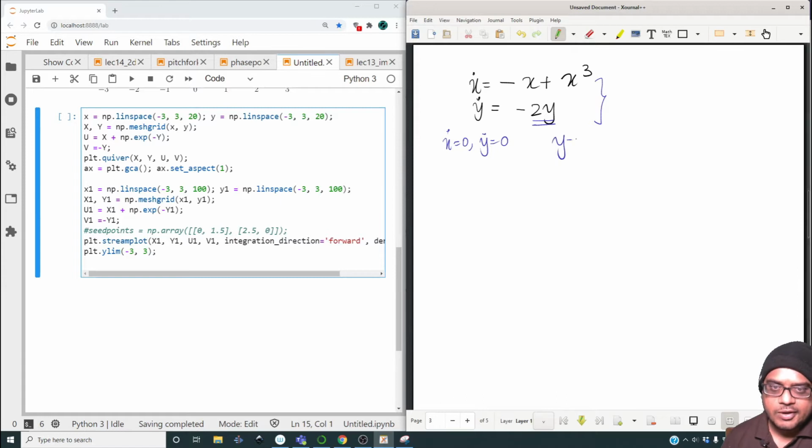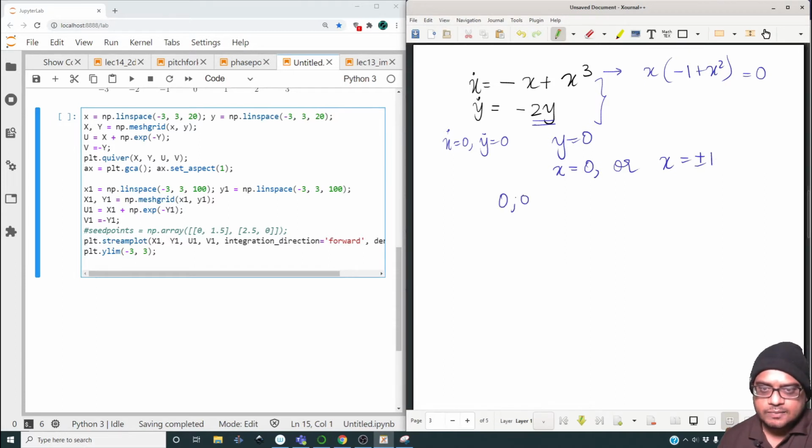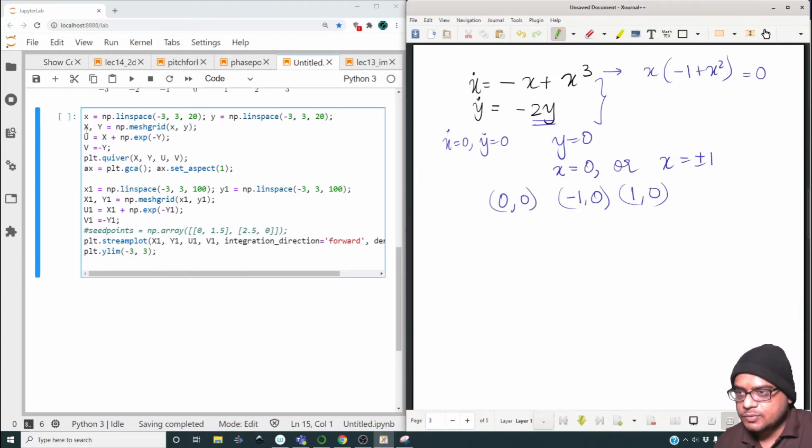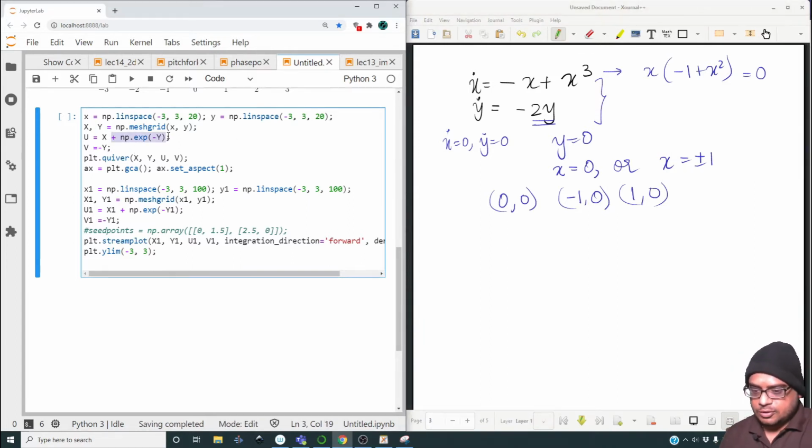Obviously it corresponds to y equal to 0 and x equal to 0. So this equation is x times (minus 1 plus x squared), and if it is equal to 0, x equals 0 or x equals plus or minus 1. So we have three fixed points: (0, 0), (minus 1, 0) and (1, 0). Alright, let us see whether this checks out or not.